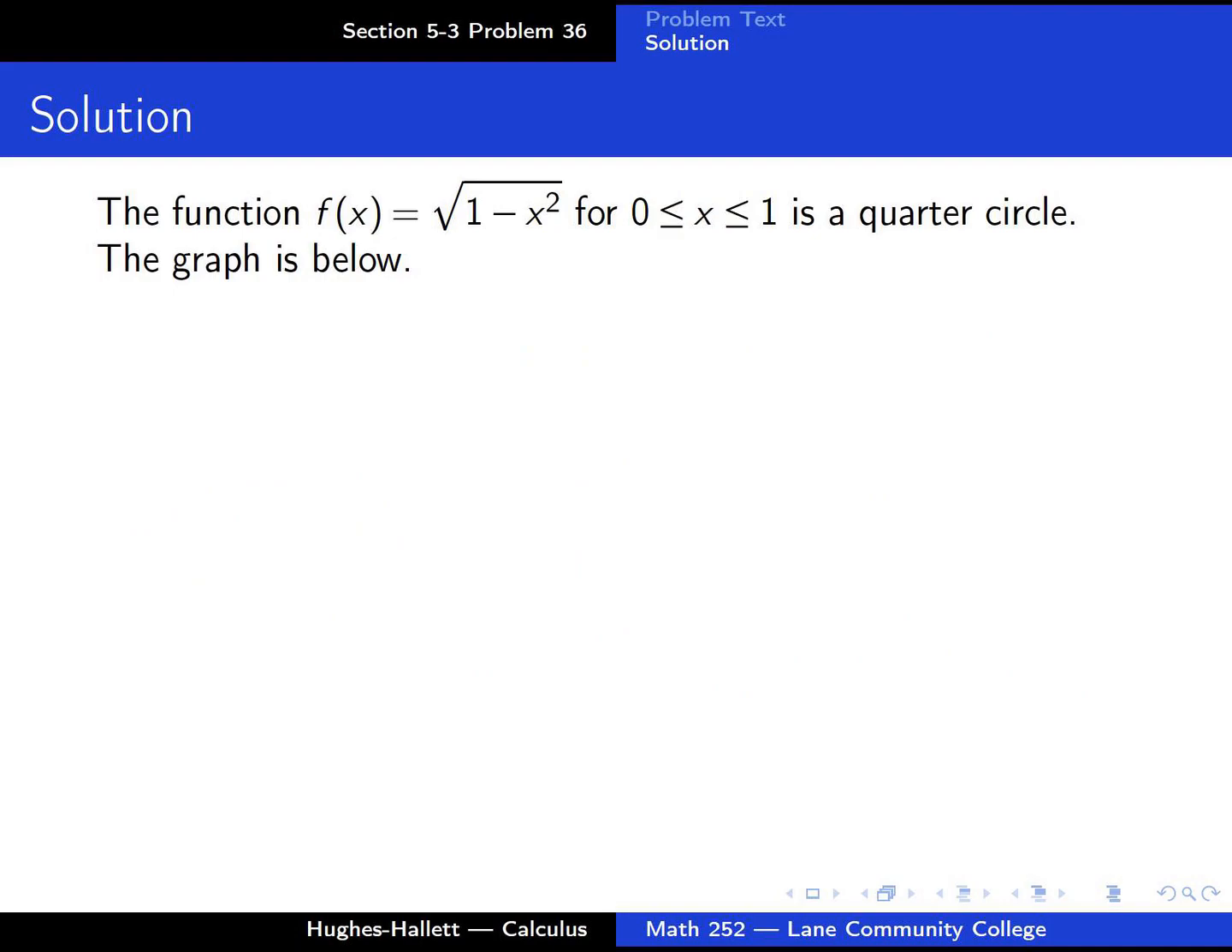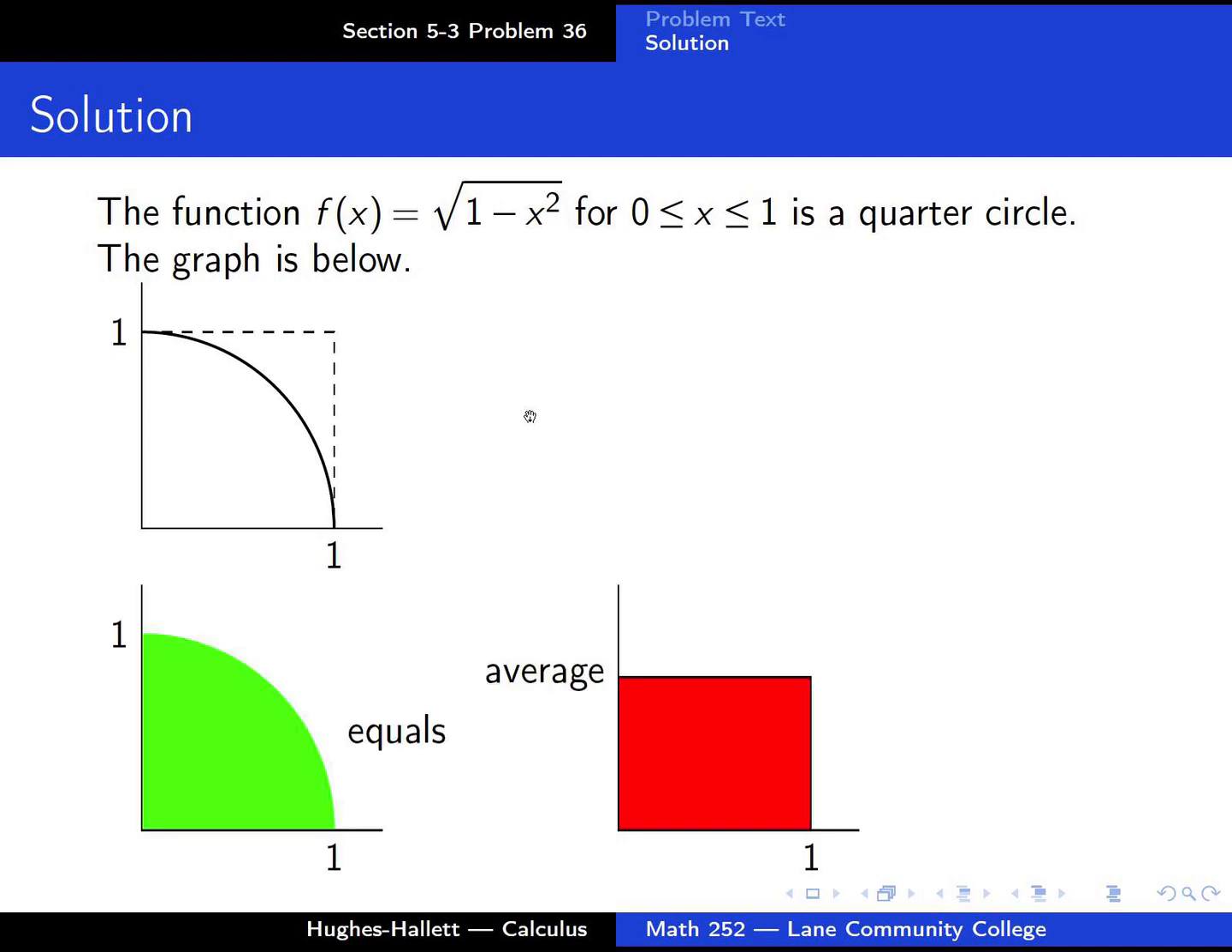Like I just said, the function is going to be the quarter circle, and there I've drawn a graph of it. I also drew some dashed lines so you can see the unit square there. I'll need that in just a second. Now, the integral of this function is going to be the area of this quarter circle, and there it is in green off to the left. The average value for this function over this interval will be the height of a rectangle. That rectangle has to be tall enough that the area of this rectangle, which I'm showing in red, is going to be the same as the green area.